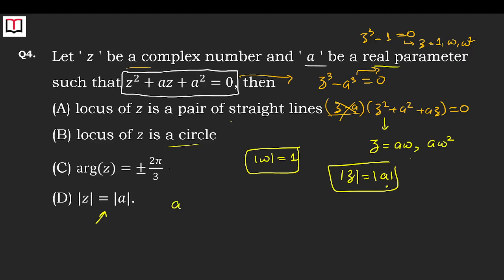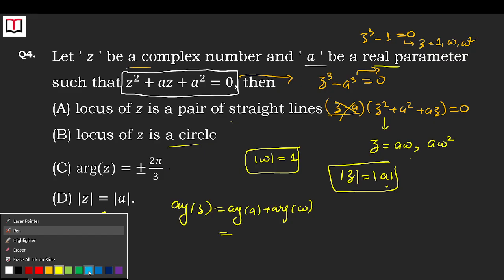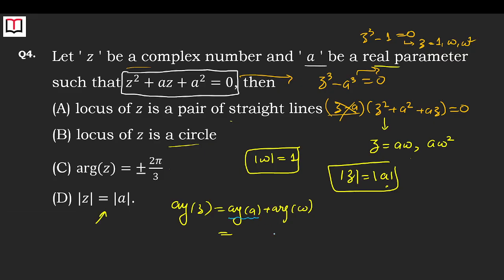Why? Because if you go for the argument of z, it's nothing but the argument of a plus the argument of omega. Now, a is a real parameter, so it is either positive or negative, but in any case this is going to be a fixed number. So either it's pi plus 2 pi by 3, or it's 0 plus 2 pi by 3, positive or negative depending on that. So in any case, the argument of z is fixed, isn't it?